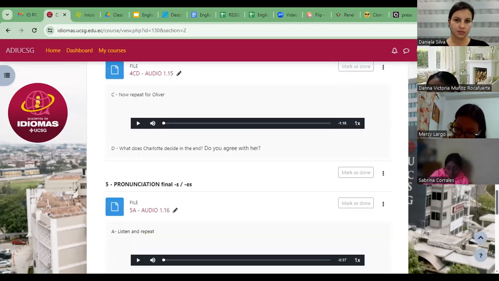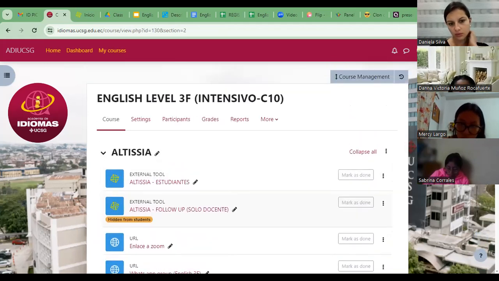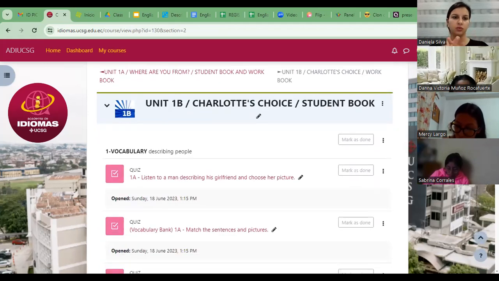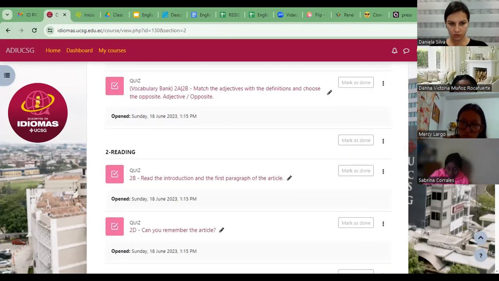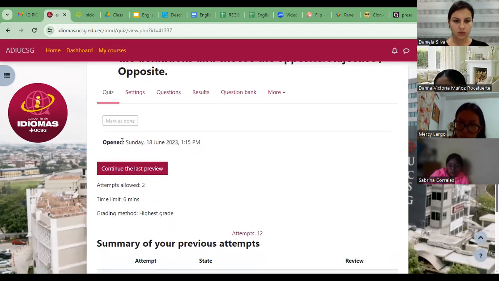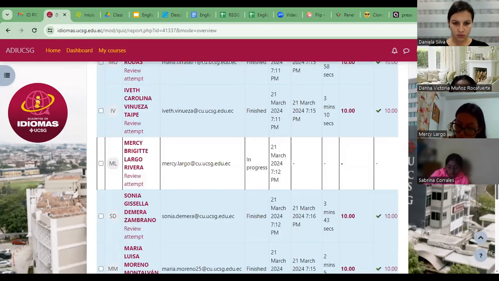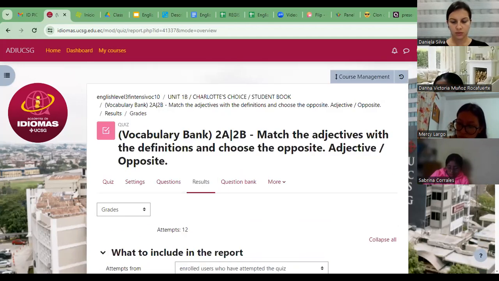If someone had just joined the class, we are working now on Unit 1B, and we are working on Vocabulary Bank 2A, 2B. For those who have just joined. I'm gonna give you time, maybe 2 more minutes, so you can finish this activity, okay?